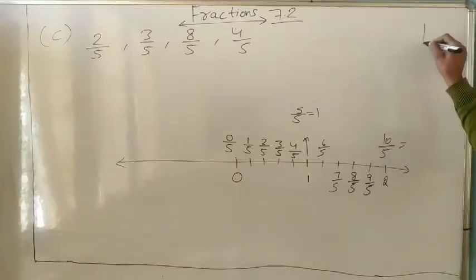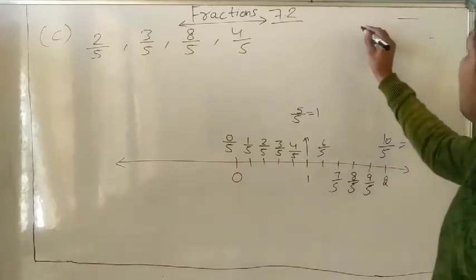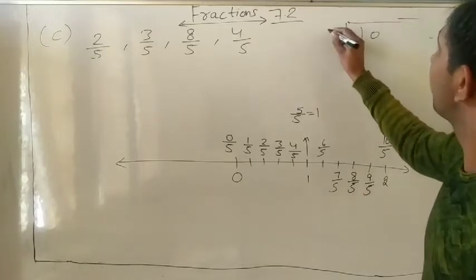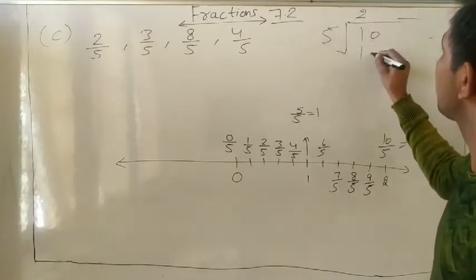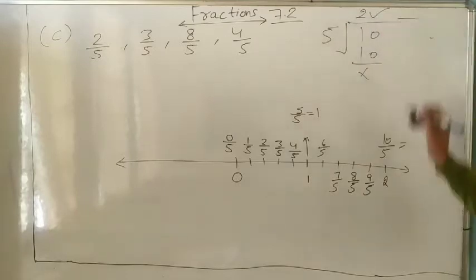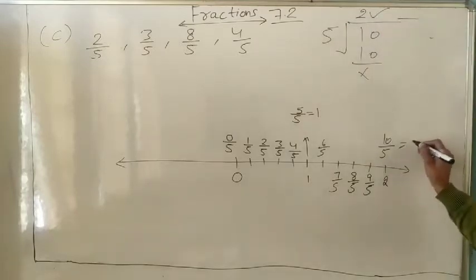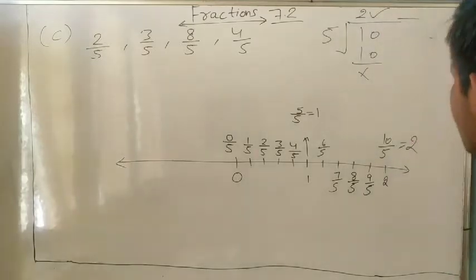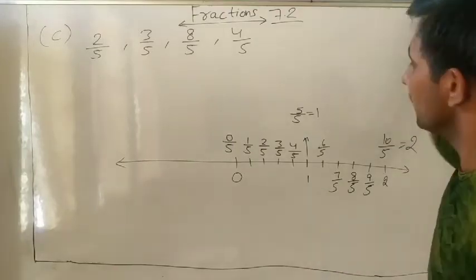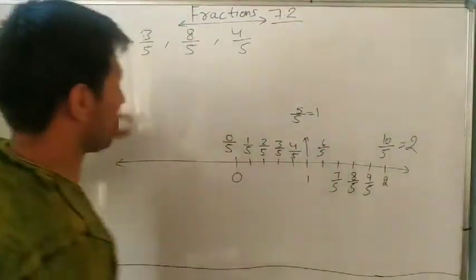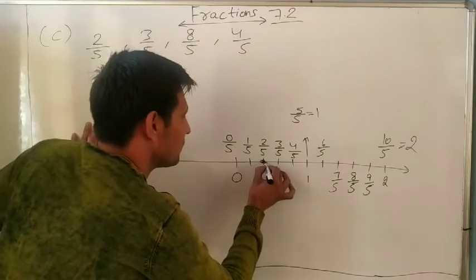And when we divide 10 by 5, 5 into 10, what is the answer? 2. So this means 2 equals 10 upon 5. Do you understand it? Okay. But in the question, what do we represent? 2 by 5. Where is 2 by 5? It is here, 2 by 5.